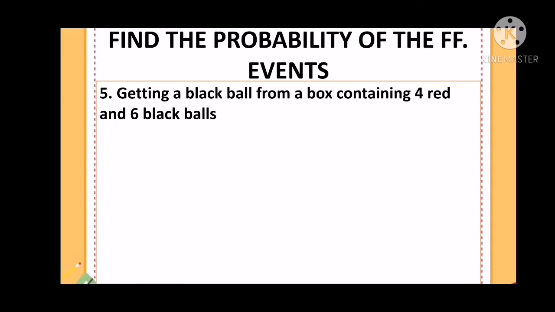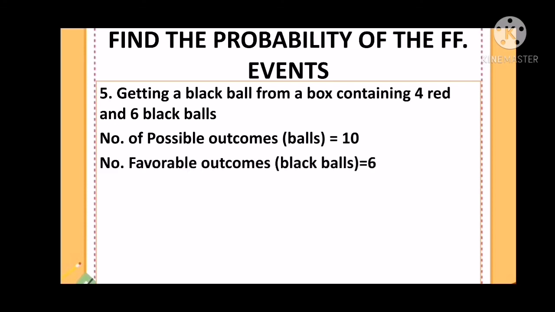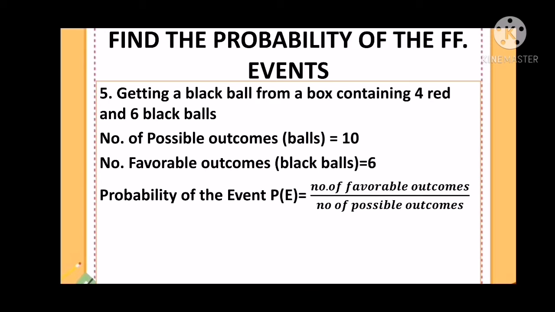Getting a black ball from a box containing 4 red and 6 black balls. Okay? So, number of possible outcomes. So, total number of balls, we have 10. And the number of favorable outcomes. So, ang hinahanap natin is black ball. So, we have 6. And then, probability of the event. Okay, so, yung formula as it is. Then, substitute the given. So, we have 6 over 10. You divide, lowest term rather, we have 3 over 5.